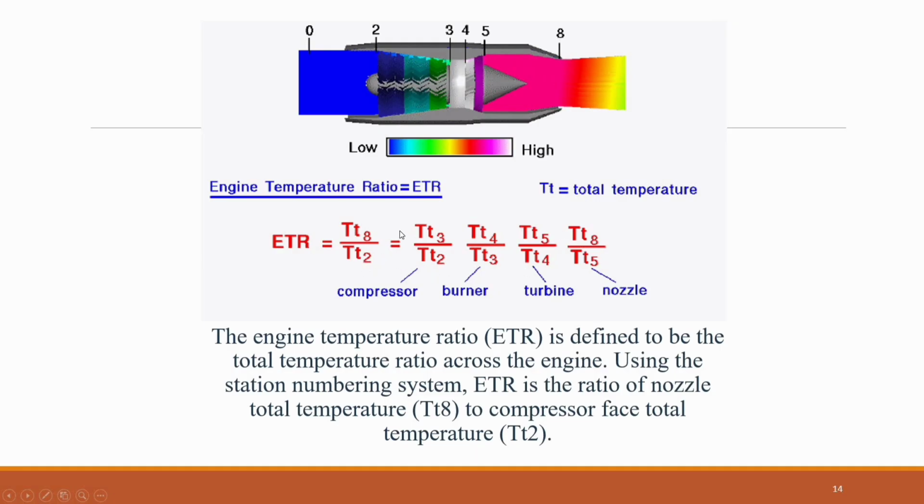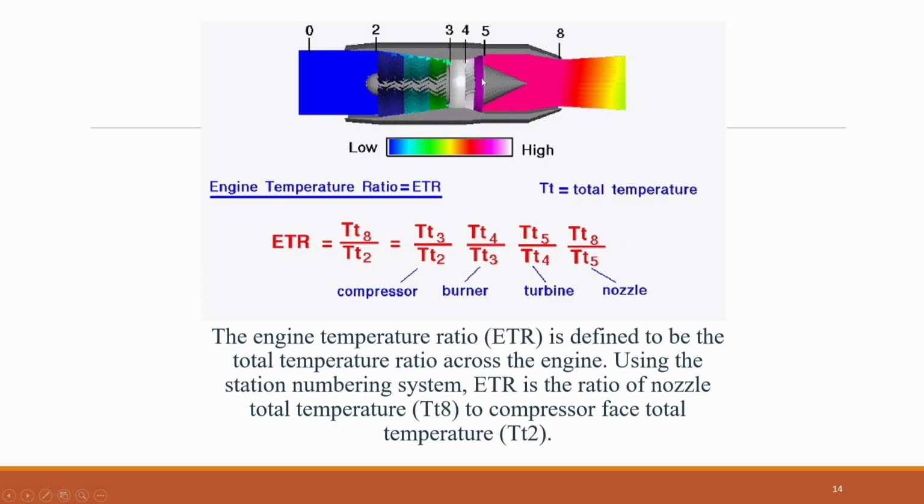Here, TT3 divided by TT2 is the compressor temperature ratio, representing the temperature rise as air is compressed. TT4 divided by TT3 is the burner temperature ratio, representing the increase in temperature from fuel combustion. TT5 divided by TT4 is the turbine temperature ratio, representing the reduction in temperature as energy is extracted to drive the compressor.